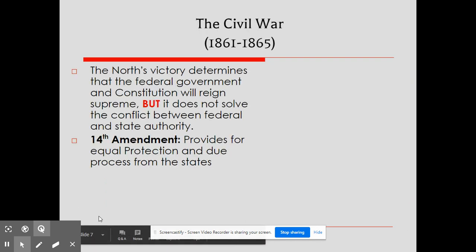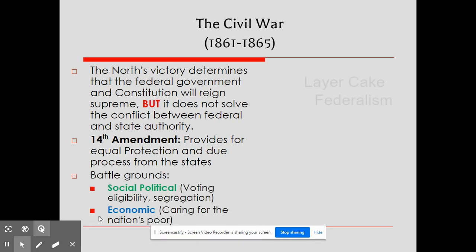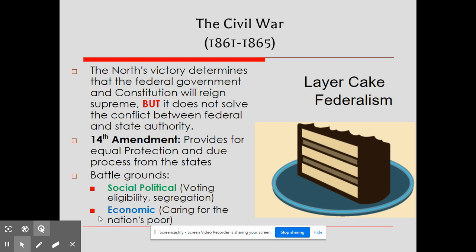All right, Civil War happens. We don't need to get into the war itself, but a couple of important things are going on here. So with the federal government winning, we could assume, reasonably so, that the Constitution is supreme, that the federal government is supreme. And with the amendments that come afterwards, it also seems like that would happen. But the problem is that doesn't solve the conflict, and we know this conflict is going to continue.